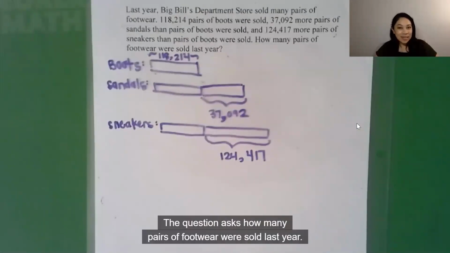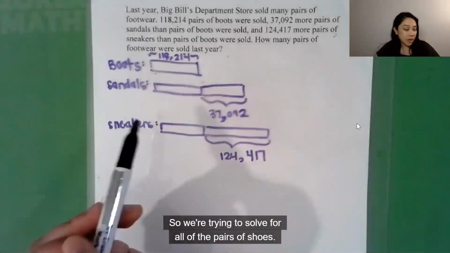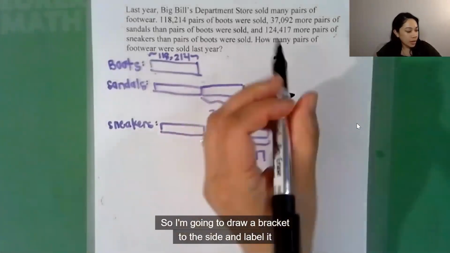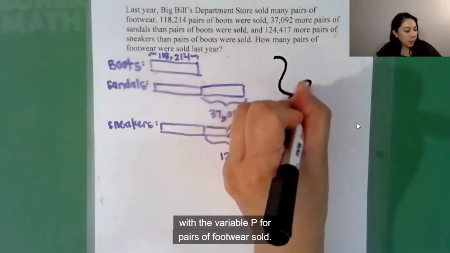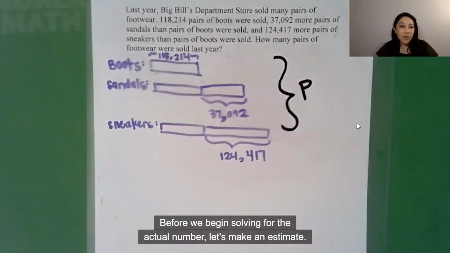The question asks, how many pairs of footwear were sold last year? So we're trying to solve for all of the pairs of shoes. So I'm going to draw a bracket to the side and label it with the variable P for pairs of footwear sold. Before we begin solving for the actual number, let's make an estimate.